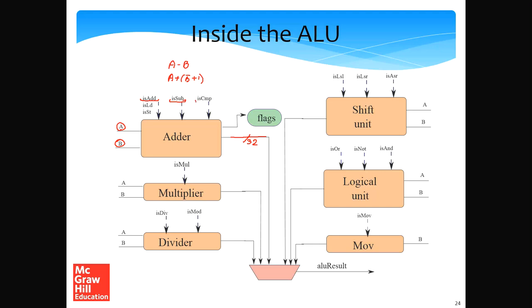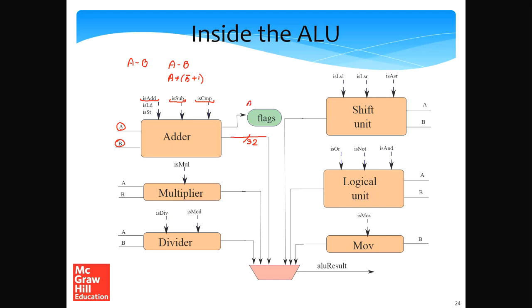Then, this subtraction and comparison is the same thing, in the sense that when we are comparing A and B, what we do is subtract B from A, and based on the sign of the result, we set the flags. So is_compare is the same as is_sub, it's just that it will set the flags. So the flags will have two bits.